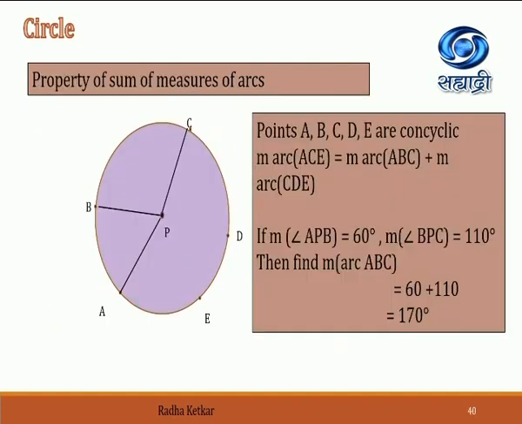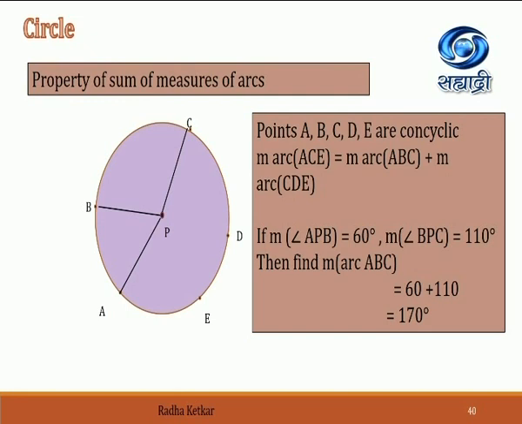Property of the sum of measures of arcs. We can see here points A, B, C, D, E. These are all concyclic points. That means they lie on the same circle. And the measure of arc ACE, you can just locate it. The measure of arc ACE will be the measure of arc ABC plus the measure of arc CDE. That means what we are trying to do here is add two arcs to get the final arc, so we can find out the measure of the third arc.